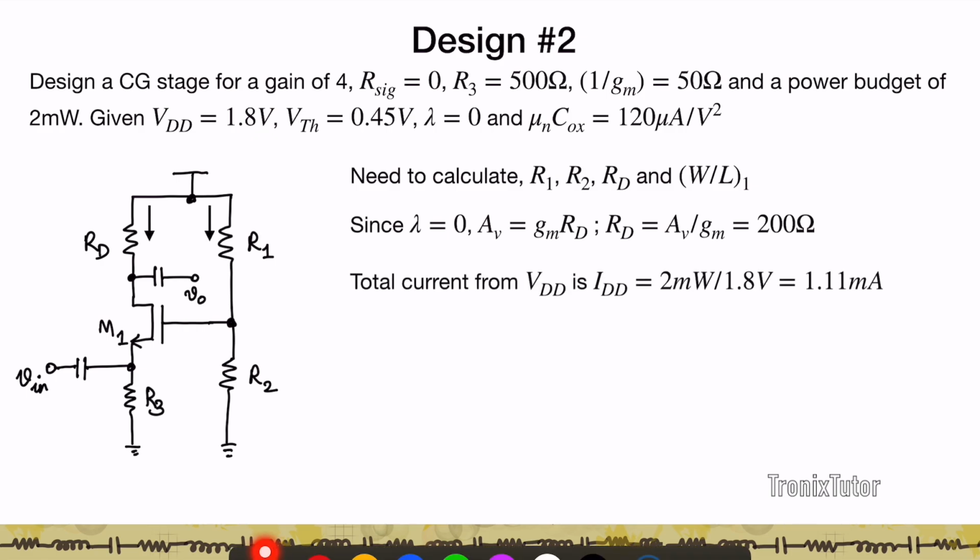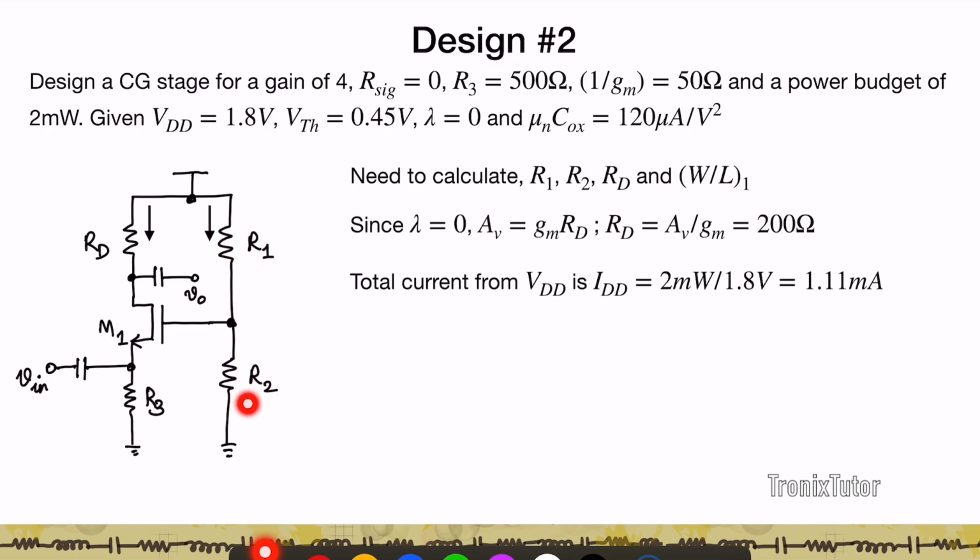Now I need to find the current. So I know the power budget. Now remember, the current is going to flow in two paths. There are two paths between VDD and ground. First one is the path through RD, M1 and R3. The second is the DC path between R1 and R2.